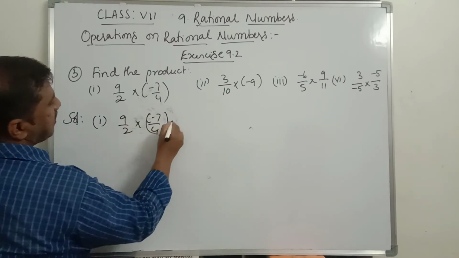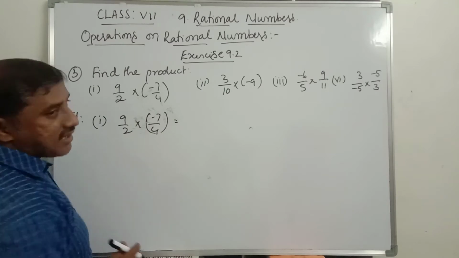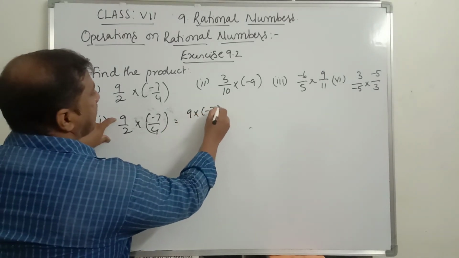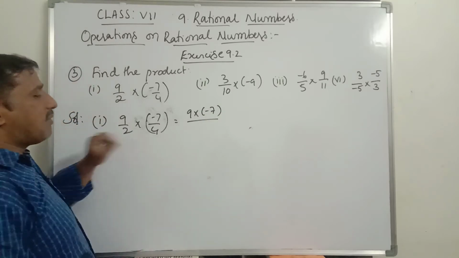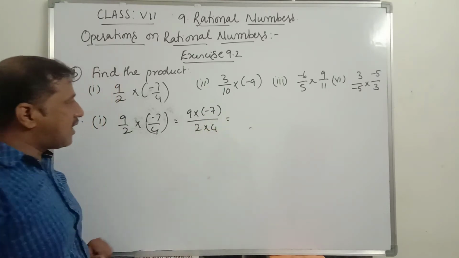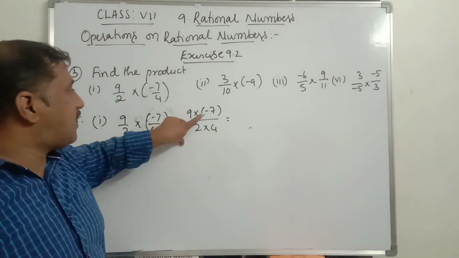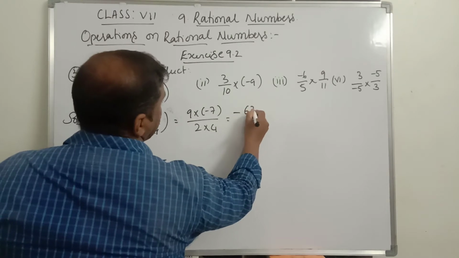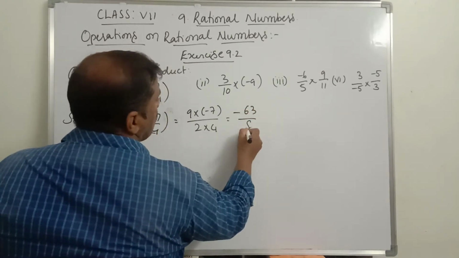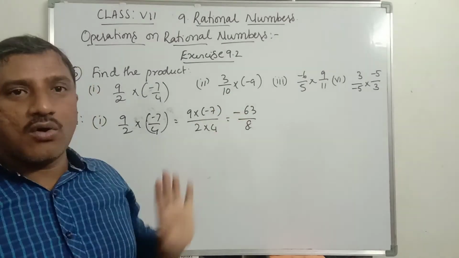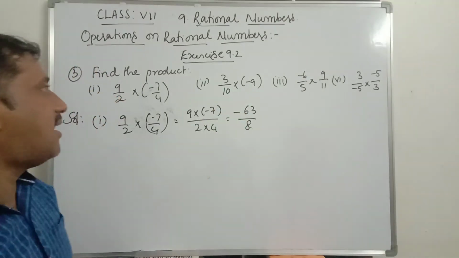What is the first step? We have to multiply the numerators, that is 9 into minus 7, divided by the product of the denominators, 2 into 4. That equals, plus into minus is minus, 9 into 7. 9 sevens are 63, divided by 2 into 4. 2 fours are 8. Minus 63 by 8, and both are co-prime numbers. It is in the standard form.